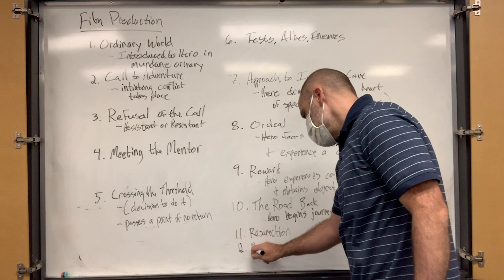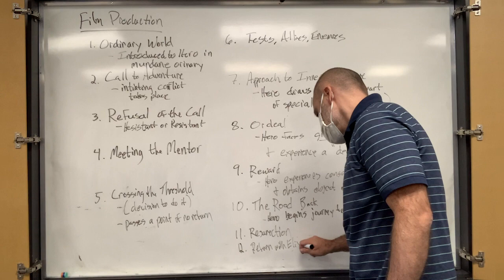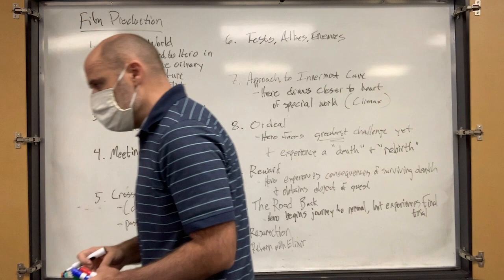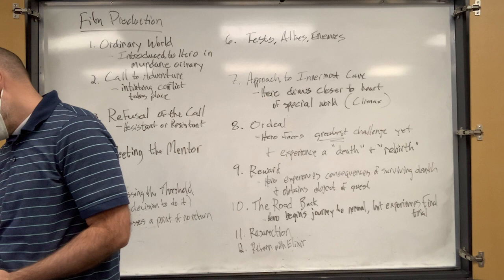So this is the return with the elixir. In this case, Bilbo's got his treasure chest and he's got that ring. The object, basically, what made him special was that he obtained this tool, this thing.